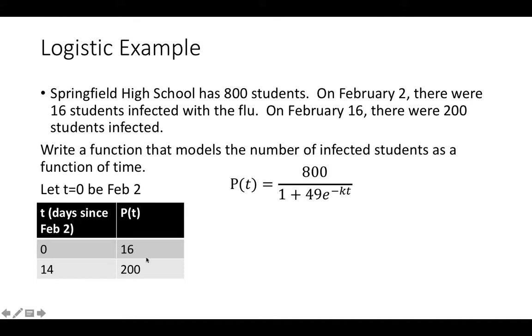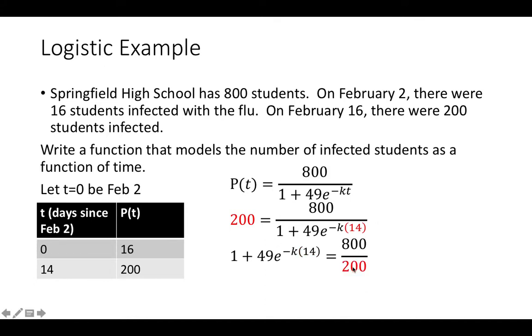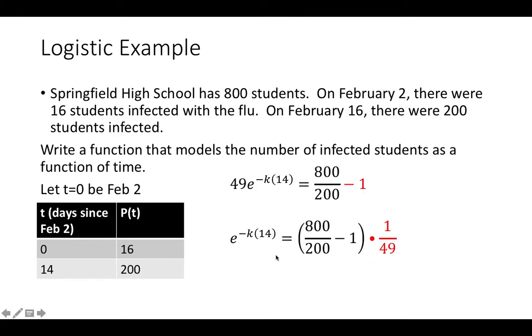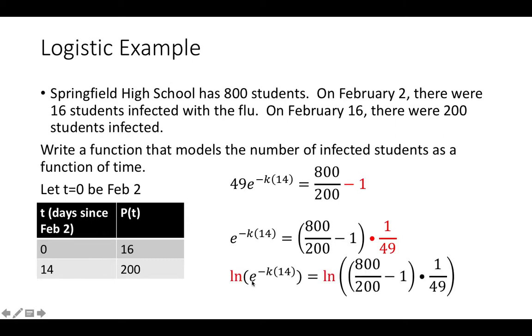And we need to use the other data point here in order to solve for k. So set P equal to 200, but substitute in 14 for t. And let's work out all of the detailed algebra. So divide both sides by 200 and multiply both sides by this denominator. Subtract 1 from both sides. And then multiply both sides by 1 over 49. Take the natural log of both sides, so the natural log of the left side and the natural log of the whole thing on the right side.